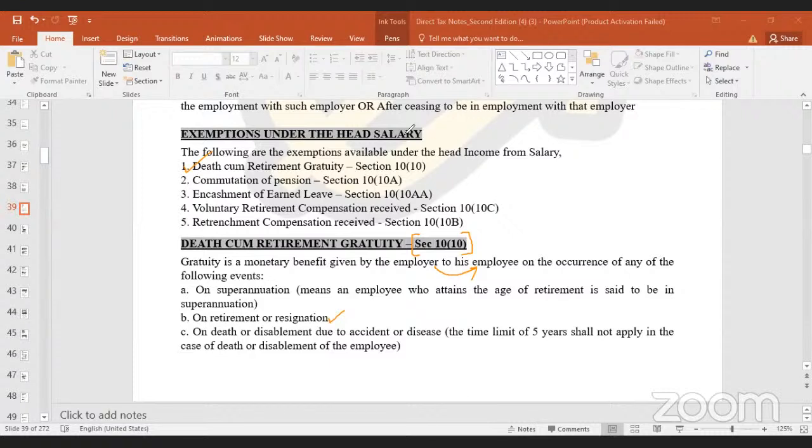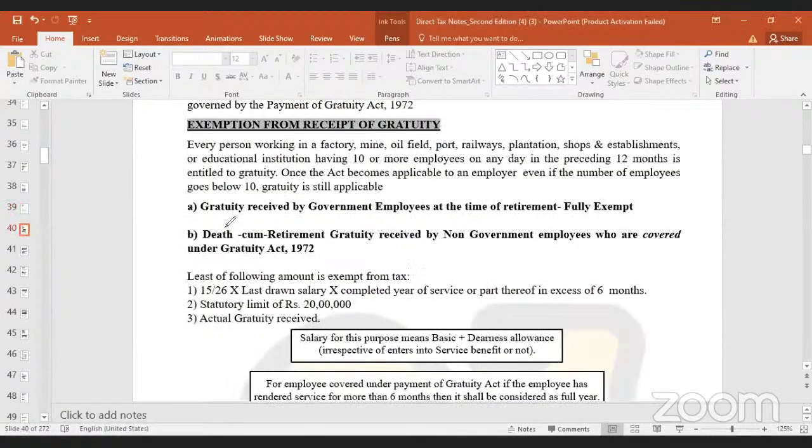So, exemption from the receipt of gratuity. Look at this exemption. If you're receiving a gratuity at the time of retirement, pay attention to the words "at the time of retirement." If you're receiving it at the time of retirement, then it is going to be fully exempt.